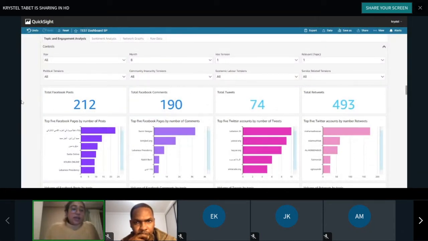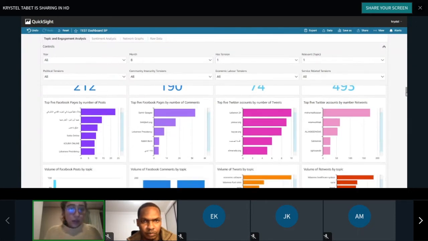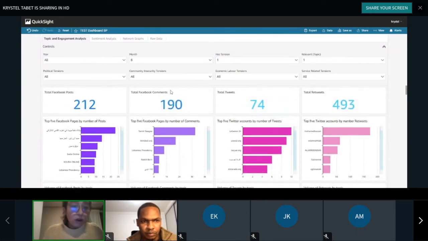So how we can read this is, we start with the total number of Facebook posts. From the total number of pages that our partner wanted to monitor, and these are some of them, you can see them here in the top 5, there were 212 posts in the month of August 2021 that were talking about refugees and had tension in them. So they had the aim of triggering tension, whether conscious or unconscious is irrelevant to the analysis. And the total number of comments on all of these posts is 190.